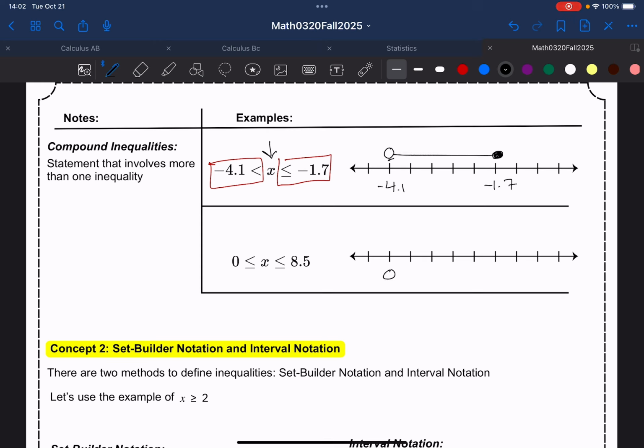Same with this one, I have 0 and 8.5. Both of them are less than or equal to, so I'm going to do a closed dot. And then I'm going to connect them in between.